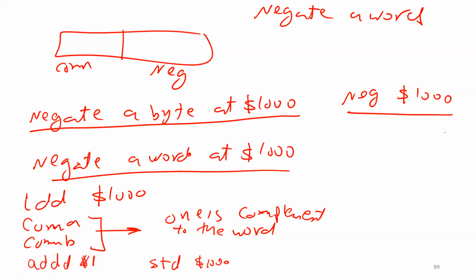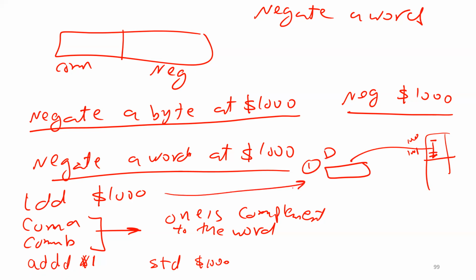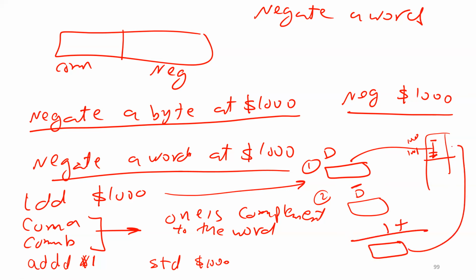So number 1, look here, guys. This is 1000 and 1001. I'm going to read this word and put it in register D. This is what this instruction is actually doing. Number 2, I'm going to complement D, so I'm going to have D prime, or whatever you want to call it. Here I complement D, as you see. And then I'm going to add 1 to D, and then I'm going to return it back.